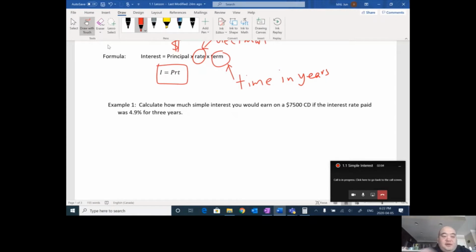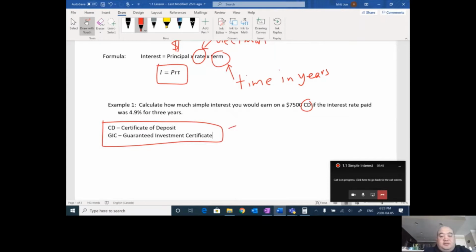First thing I want to point out is CD. CD stands for Certificate of Deposit. What you may commonly hear is the same thing as a GIC, a guaranteed investment certificate. These two are actually the same thing. The thing with these is that you can't lose money.